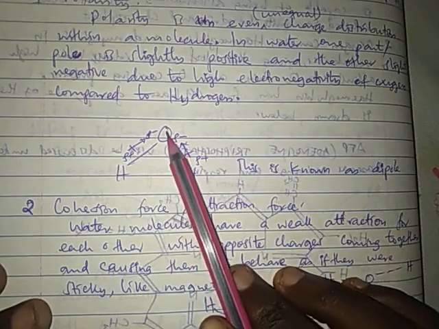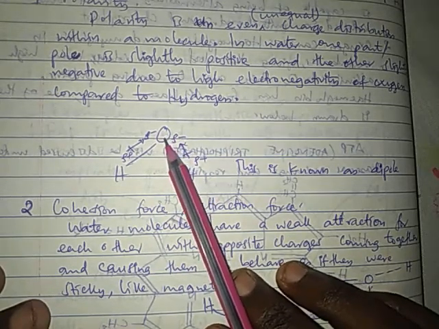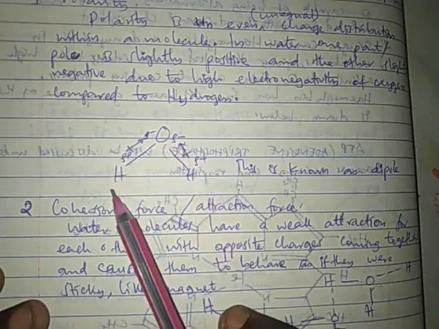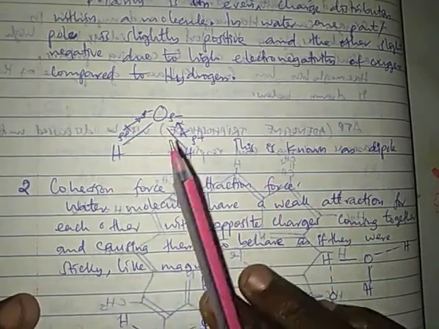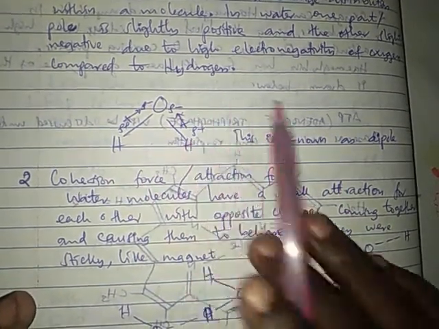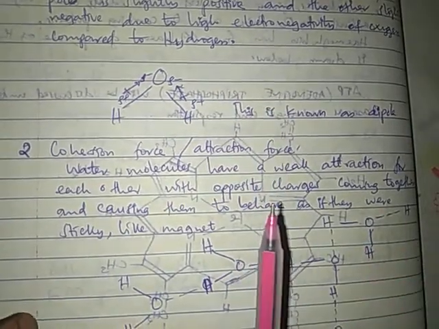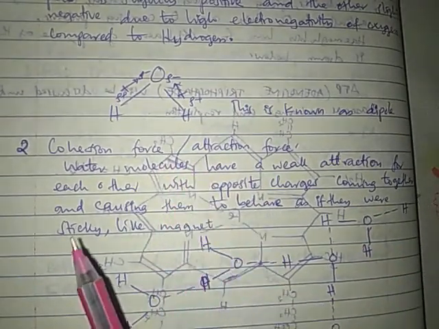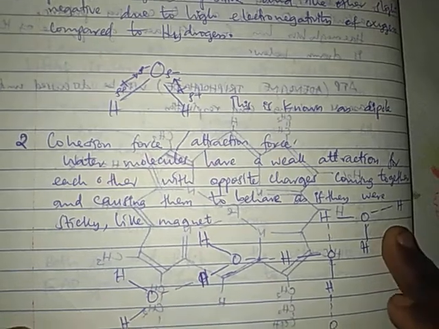Kwa hiyo tunachokisema ni kwamba kwenye water molecule oxygen is more electronegative than hydrogen. So oxygen tend to attract electrons towards itself. Iki attract electron na become slightly negatively charged, while hydrogen becomes slightly positively charged. And this is known as a dipole. Manake na two poles, that's why it's called a dipole. And the second property is cohesive force or attractive force.